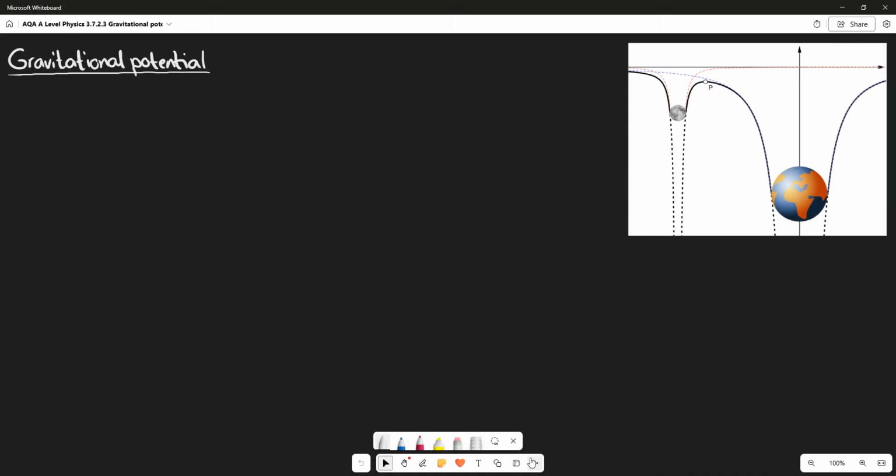Welcome to Gravitational Potential. You are already familiar with the concept of gravitational potential energy, which is mass times gravity times height.